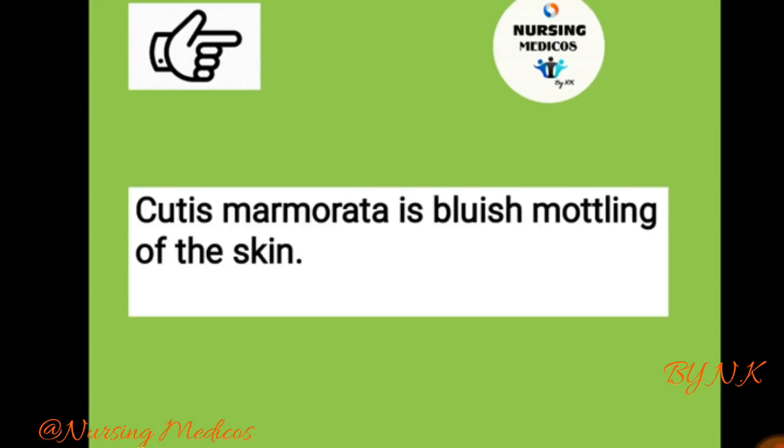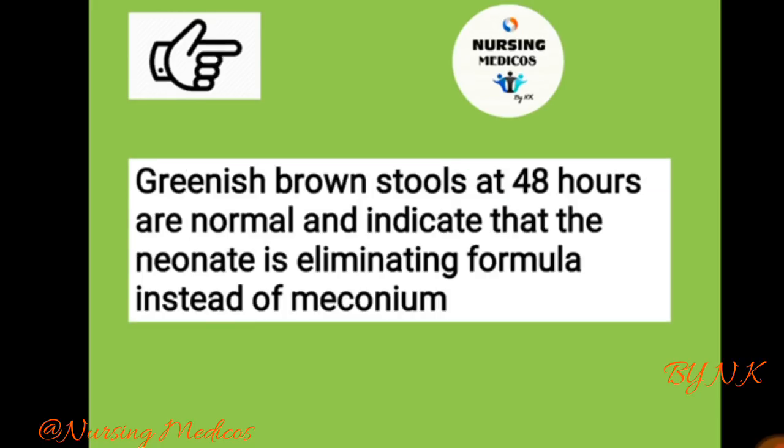Next one is cutis marmorata, a bluish mottling of the skin. This is the bluish discoloration of the skin. Next one, greenish brown stool at 48 hours is normal and indicates that the neonate is eliminating formula instead of meconium.